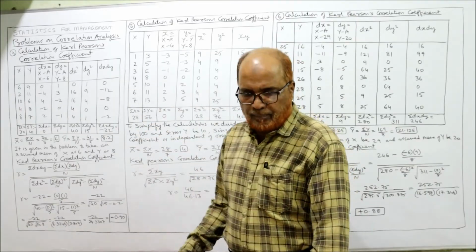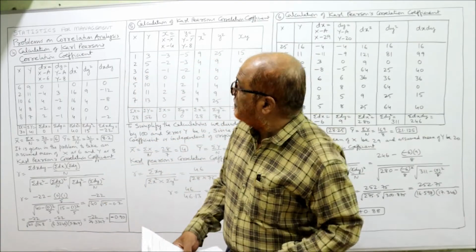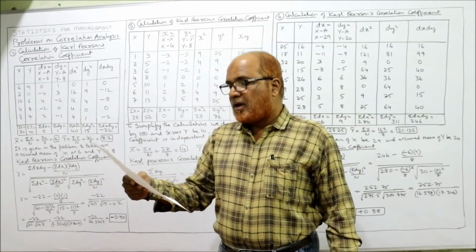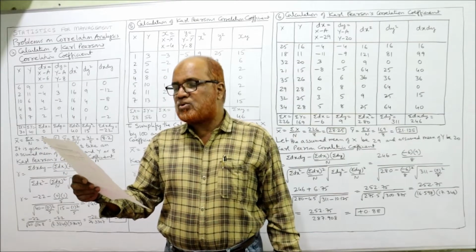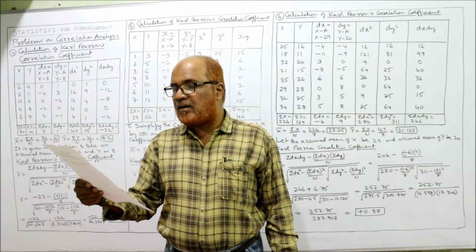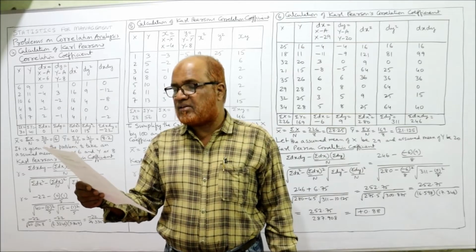So this is the fourth problem. Now I am reading out the fifth problem. Fifth problem. Calculate coefficient of correlation from the following data. X values are 100, 200, 300, 400, 500, 600, 700.